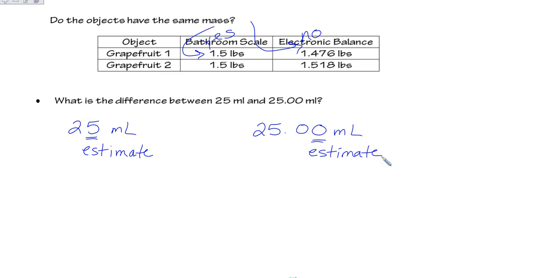These numbers to a freshman might look the same, but to an AP kid, these should be drastically different measurements. And it's going to give us different precision in our calculations and in our final answer. I want that 0.00. That's important.